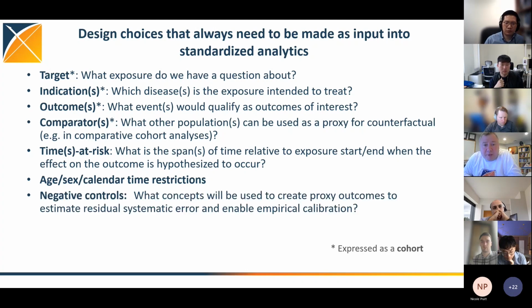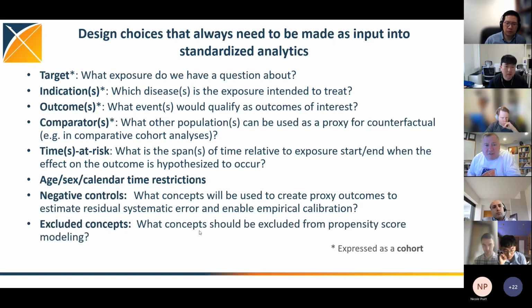Standard Odyssey best practice that we advocate for is the use of negative controls, particularly whenever conducting causal inference studies. And so negative controls are going to be concepts that we basically are going to swap in as candidate outcomes. And the point of negative controls is for us to be able to estimate residual systematic error and perform empirical calibration.